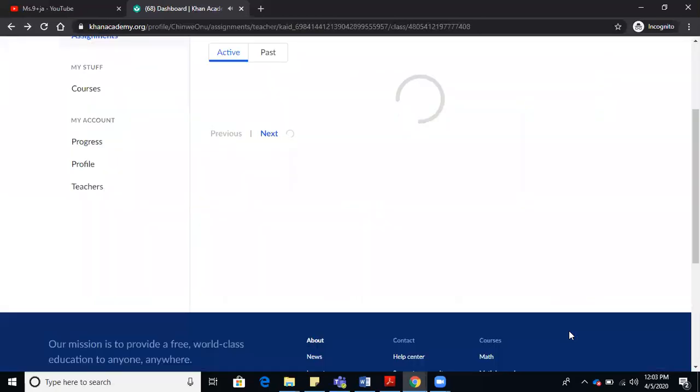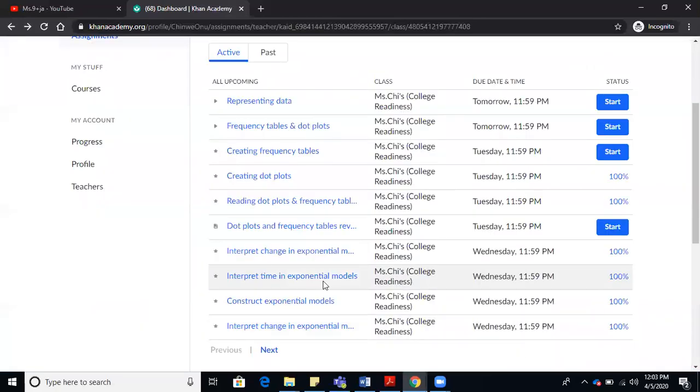So I hope this helps with interpreting. What we did was interpret and change and interpret in time. And the next video will be constructing exponential models. Hope this helped.